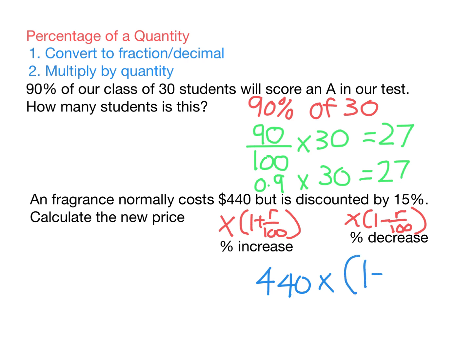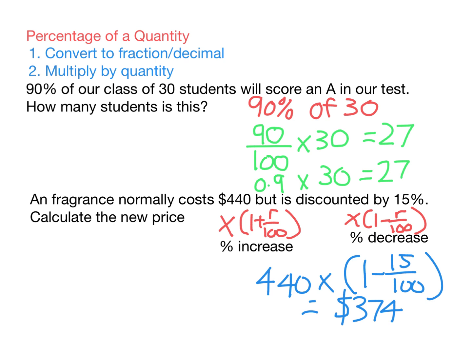R is 15 because it's 15%. So 1 minus 15 over 100 is actually 85%. If you take away 15%, you're left with 85%. Essentially, we're just finding 85% of 440. That's why it's the same as finding a percentage of a quantity. So putting that straight on our calculator, we get 374. Now, because we're talking money, make sure you include the dollar sign. So that will be the price after the discount.